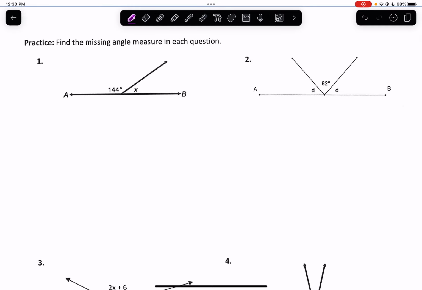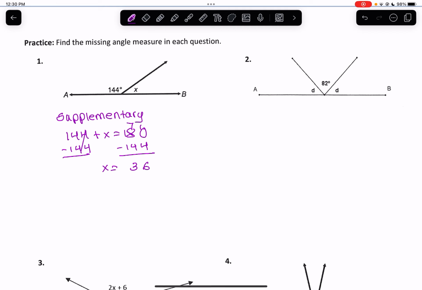So let's first look at the relationship. So this relationship is a supplementary relationship. So I know that these two added together must equal 180. I set up my equation and I solve. To get x is 36 degrees.